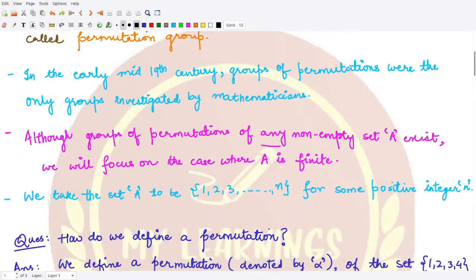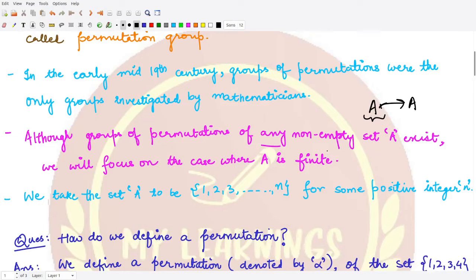Moreover, the group of permutations of any non-empty set A exists. That means we have a set A, and from the set A to the set A we may define any number of permutations. The set could have an infinite number of elements. The set could have elements apart from numbers. It could have some objects or anything. Permutation means different combinations of such objects, so that forms different permutations, the elements of the group.